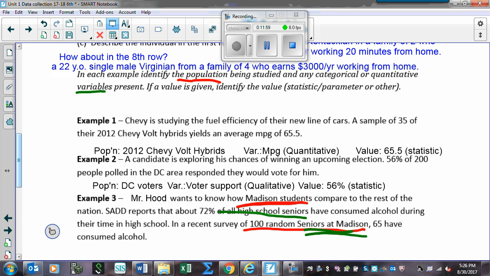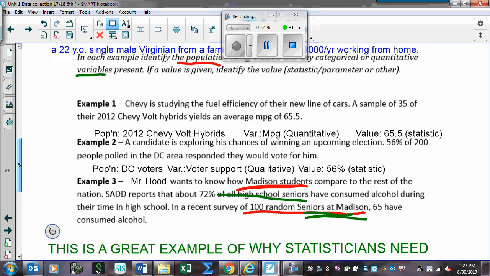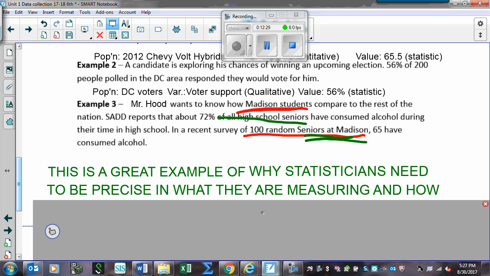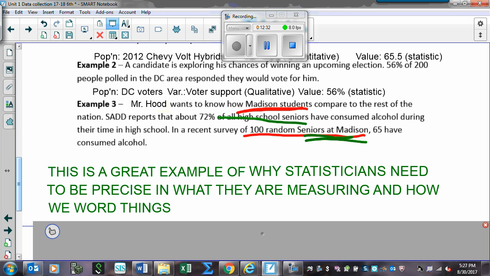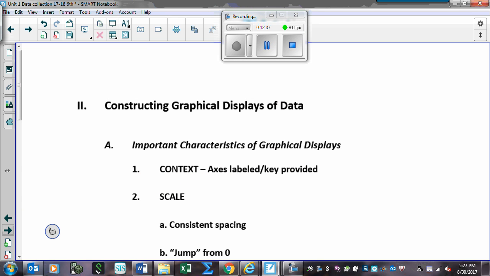But they're using a statistic here, or actually theoretically a parameter from SAD that says 72% of all high school seniors. Well, that population is all high school seniors everywhere, not just Madison students. And then they surveyed 100 random seniors at Madison. Well, Mr. Hood originally wanted to know about all Madison students, and there are certainly more than just seniors at Madison. Again, you need to be precise in how they're measuring and how they word things. Okay, so we'll take a break here.